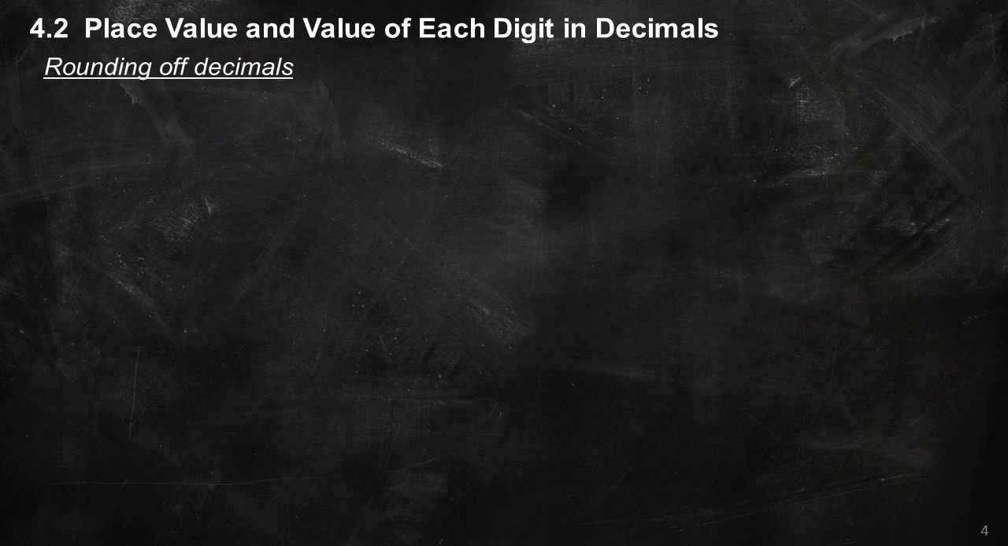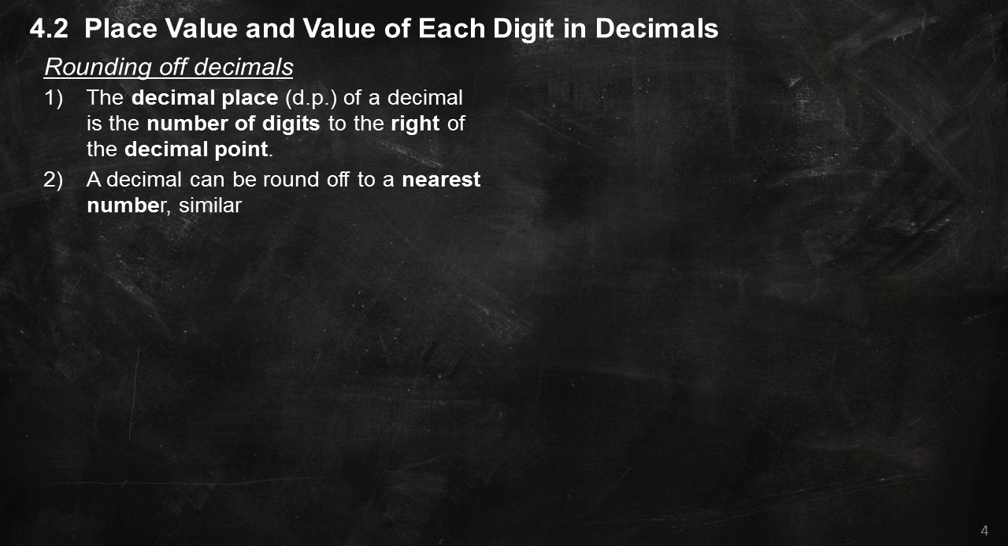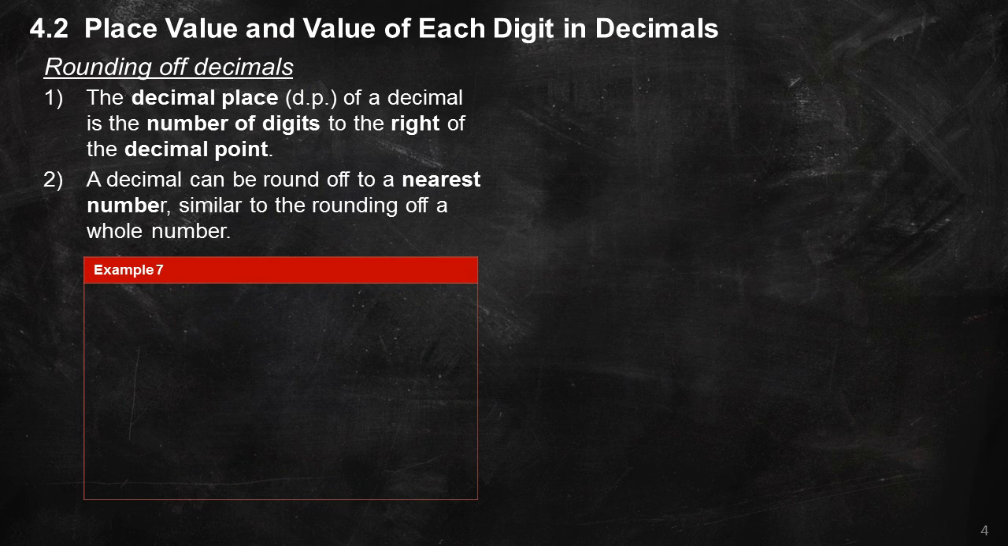Rounding off decimals. 1. The decimal place, dp, of a decimal is the number of digits to the right of the decimal point. 2. A decimal can be rounded off to a nearest number, similar to the rounding off a whole number. Example 7.